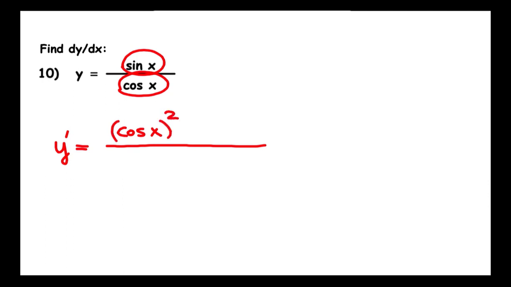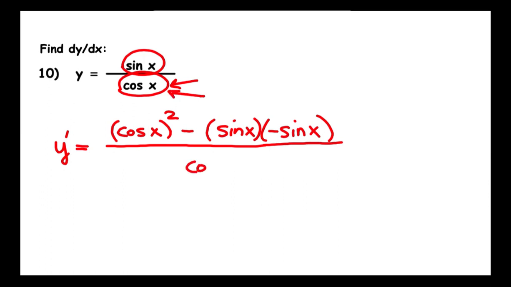Okay, u prime v minus u, which is just the numerator, sine of x, v prime, which the derivative here is negative cos. I'm sorry, negative sine is what I meant to say. So, okay, that looks cool. Over v squared, which is cosine of x squared. All right, that looks pretty crazy. I don't know if I want to deal with that quite yet. You know what we could do?